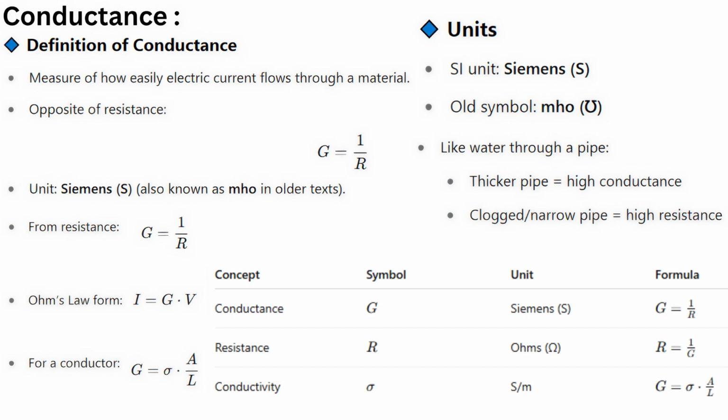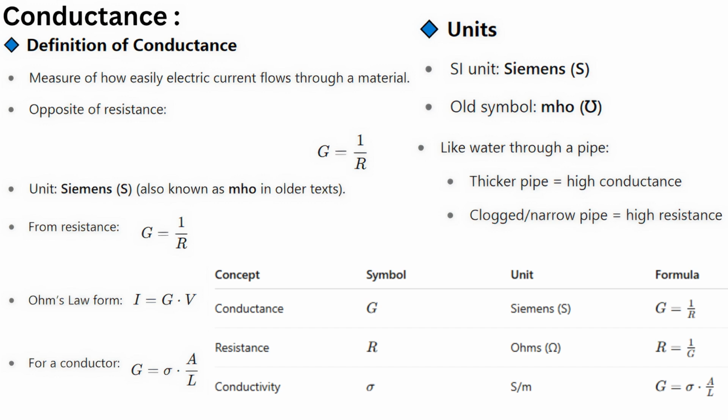A is the cross-sectional area of the wire, meaning how thick it is. Just like a thick pipe, a larger area means higher conductance. And L is the length of the wire. The longer the wire, the more opposition the current faces, so a longer length means lower conductance.